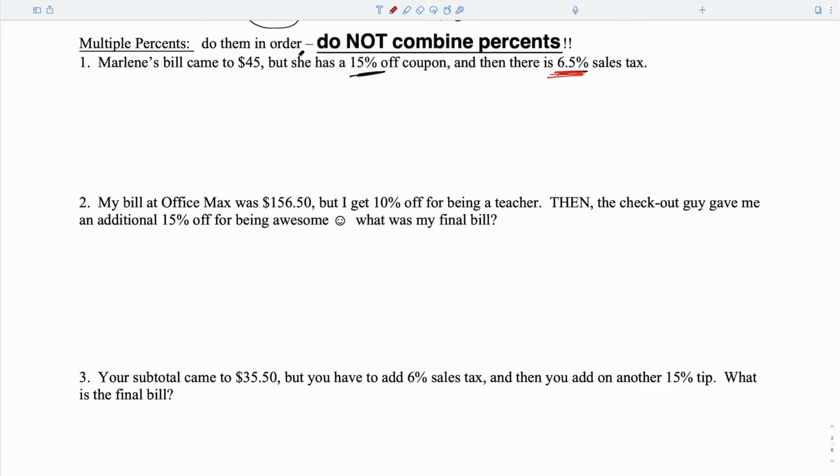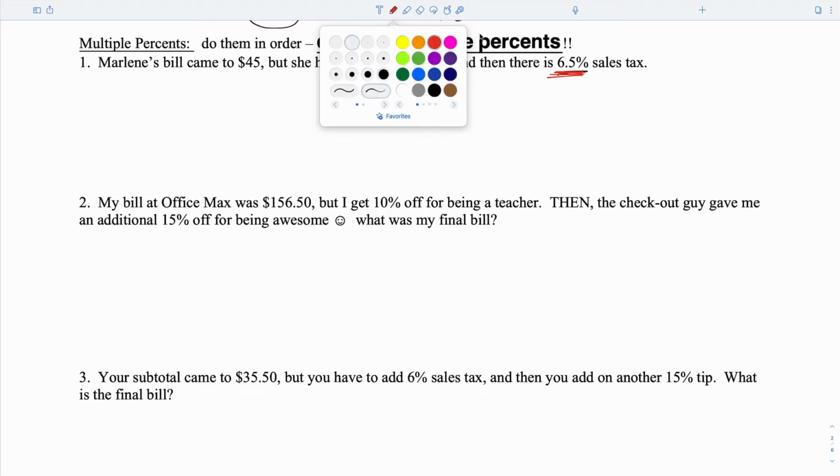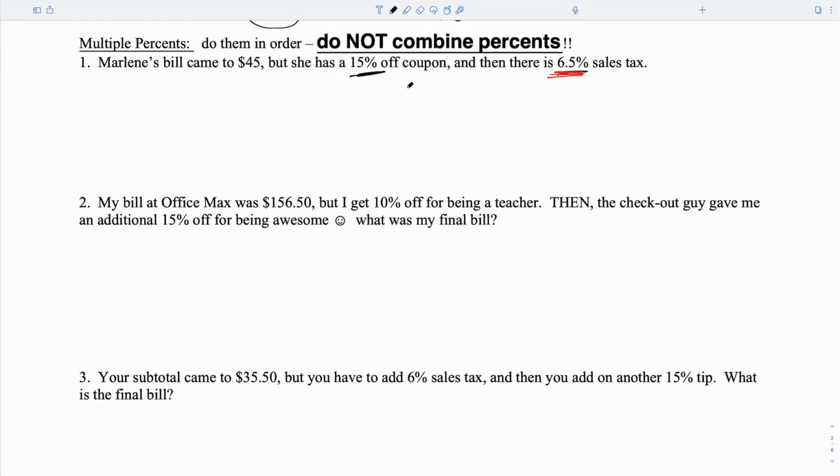So Marlene's bill came to $45. She has a 15% off coupon. Then there's a 6.5% sales tax. I'm going to set this one up first using my 15% off coupon. This is a markdown, so I'm going to multiply by 100 minus 15. 85% would turn into 0.85. In your calculator, plug in that problem.